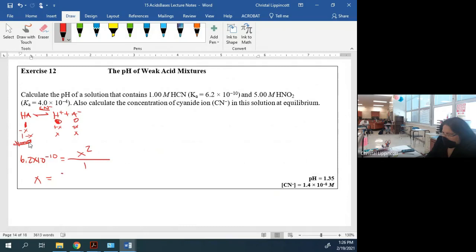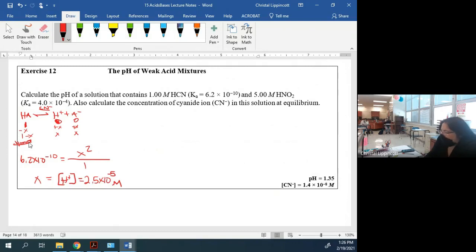And for this one, that's going to equal my hydrogen ion concentration, and that's going to equal 2.5 times 10 to the negative 5. Did I say negative 5? I think I said negative 1, but I meant negative 5. This is what I meant. All right, so I have it for that one.